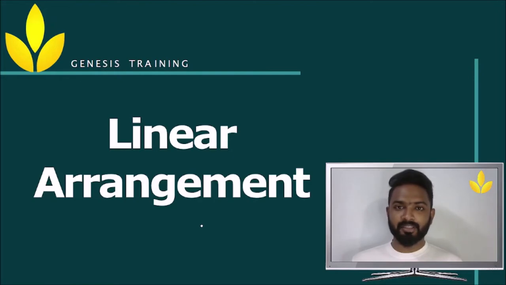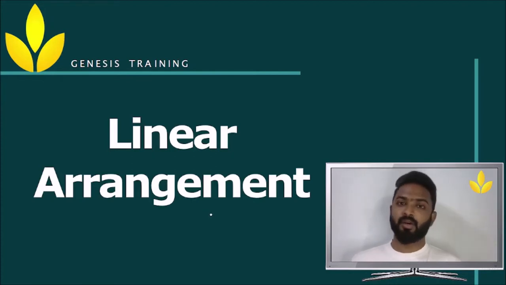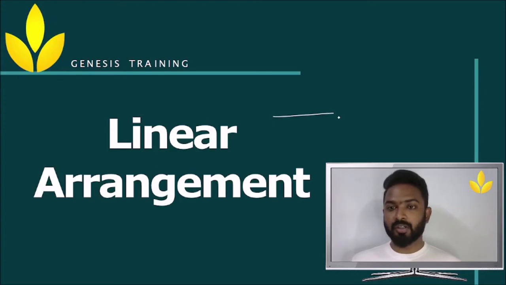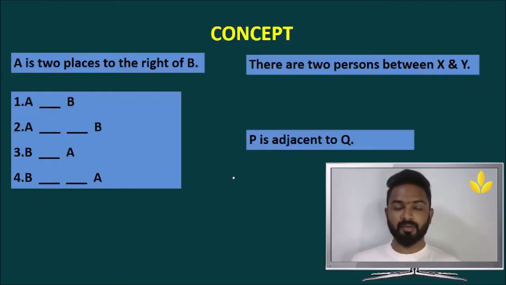This video is about linear arrangement. When it comes to seating arrangement, there are two types of questions that you may get. One is linear arrangement, which is related to horizontal arrangements or vertical arrangements, and the second one is circular arrangement, which is obviously circular in nature. We'll deal with the circular arrangements in the next video. Here we are dealing with linear arrangements only. Let's start with the basics first.